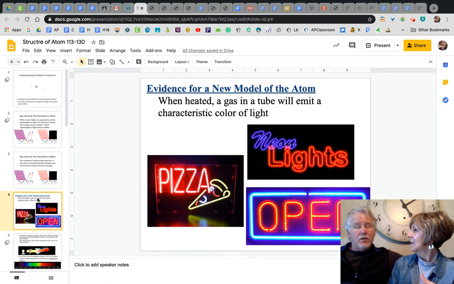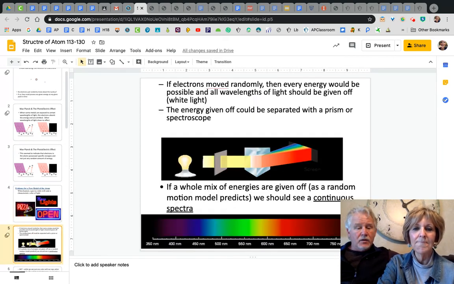Neon lights use different elements, but you can also excite them at different levels to get the different colors. Because if we go to this next slide, there's a difference.